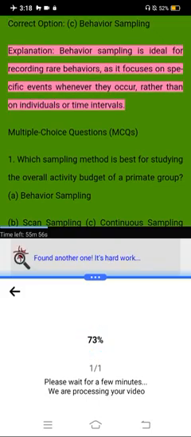Explanation: behavior sampling is ideal for recording rare behaviors, as it focuses on specific events whenever they occur, rather than on individuals or time intervals.